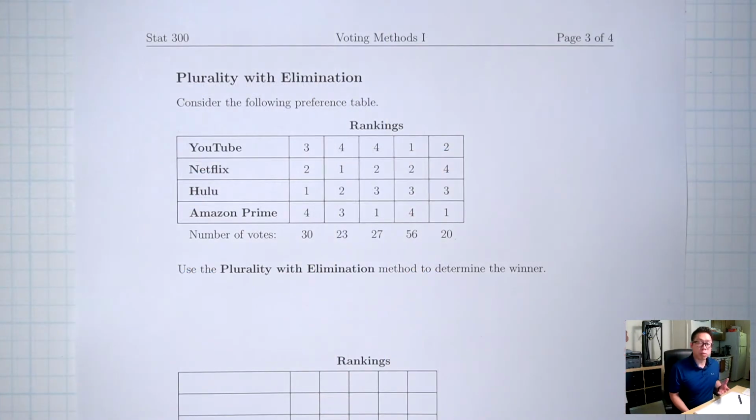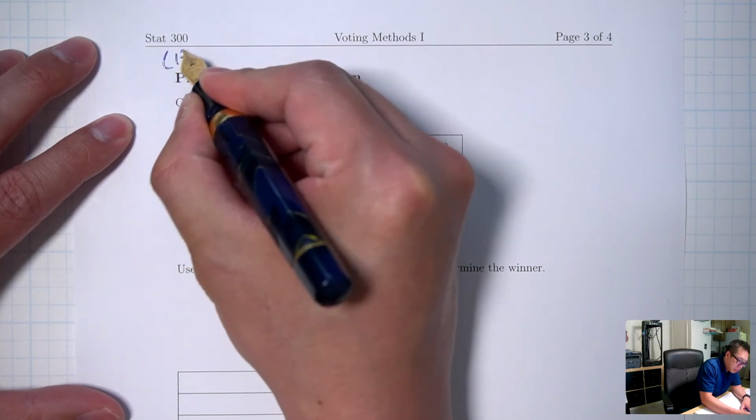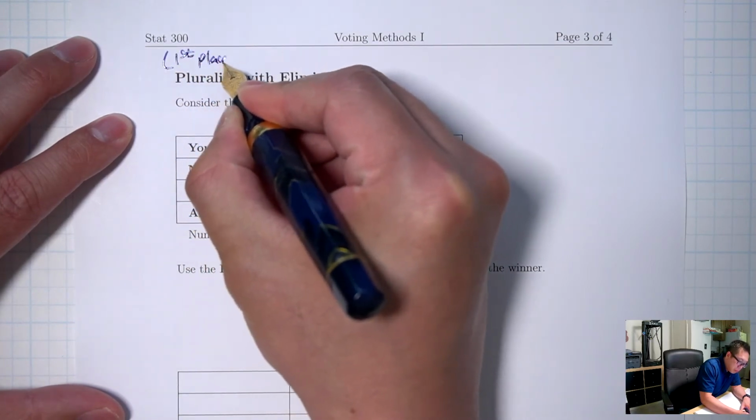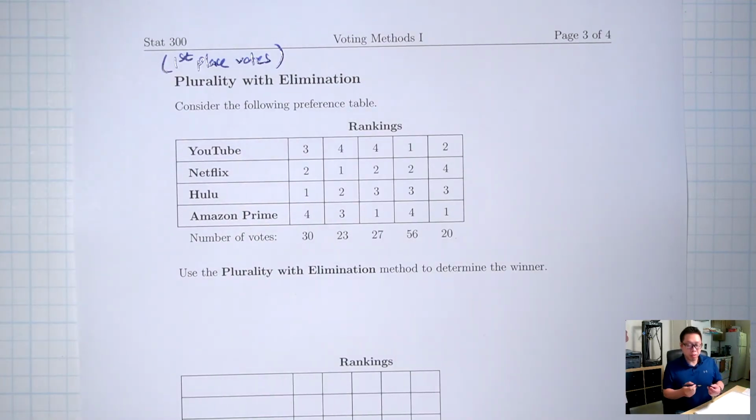The last method we'll talk about today is called plurality with elimination. This is a combination of plurality, which we talked about at the very beginning. Remember, plurality meant that we only look at the first place votes, together with this thing called elimination.